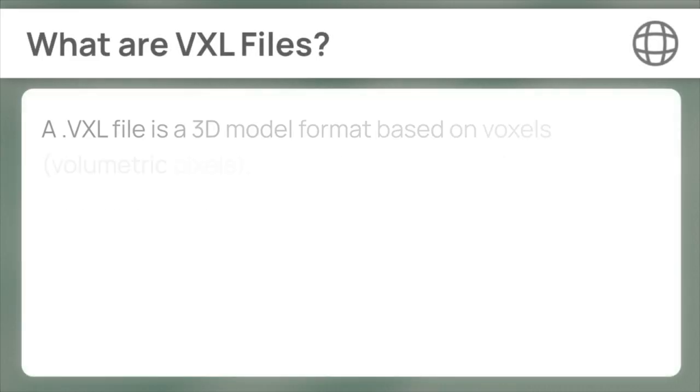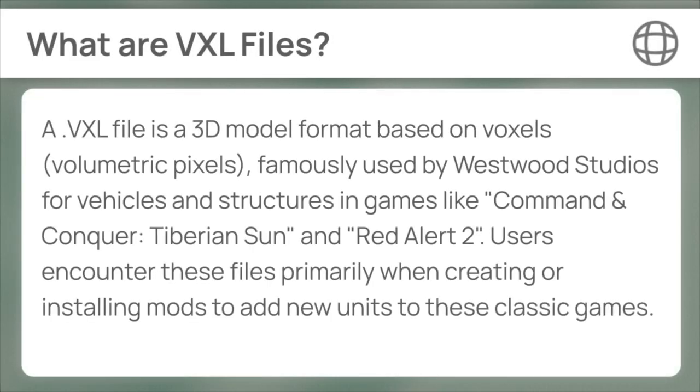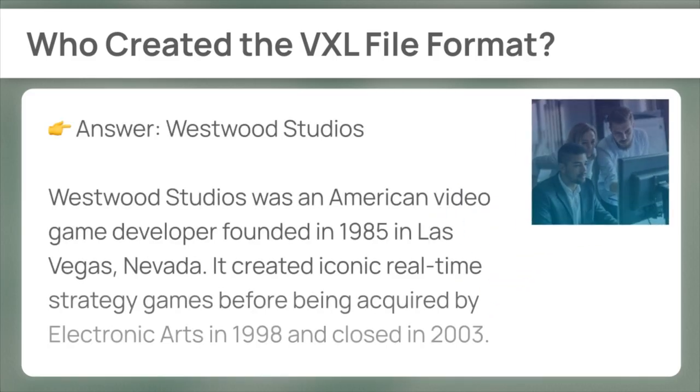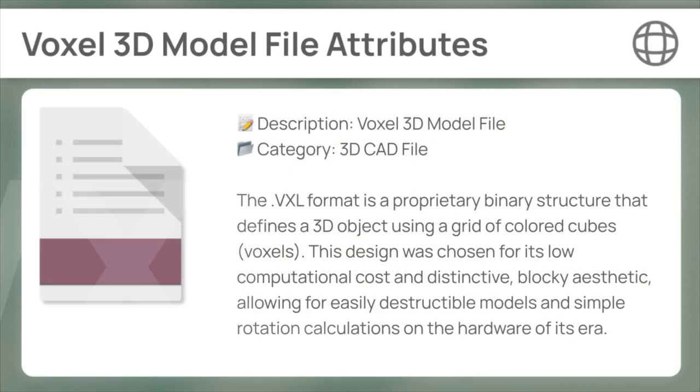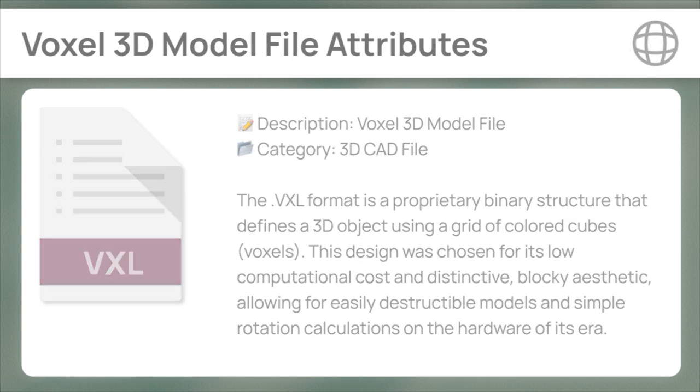A VXL file is a 3D model format based on voxels, volumetric pixels, famously used by Westwood Studios for vehicles and structures in games like Command and Conquer, Tiberian Sun, and Red Alert 2. Users encounter these files primarily when creating or installing mods to add new units to these classic games. The VXL format is a proprietary binary structure that defines a 3D object using a grid of colored cubes, voxels. This design was chosen for its low computational cost and distinctive blocky aesthetic, allowing for easily destructible models and simple rotation calculations on the hardware of its era.